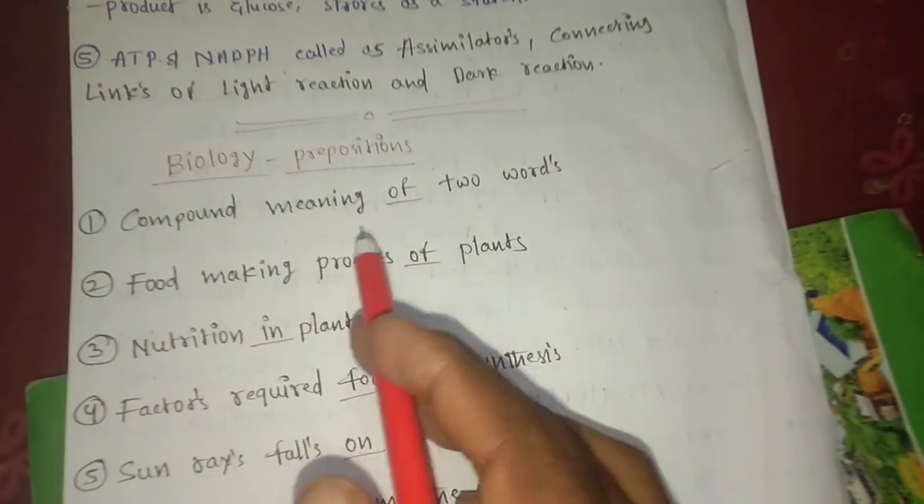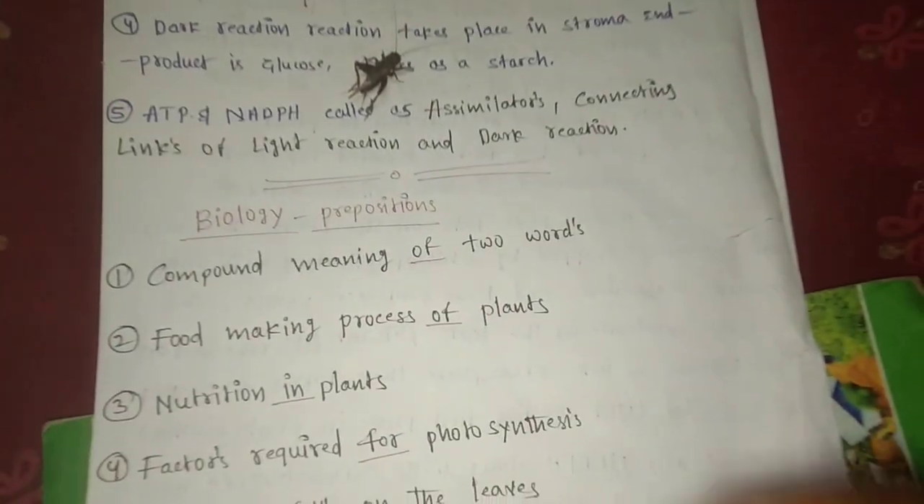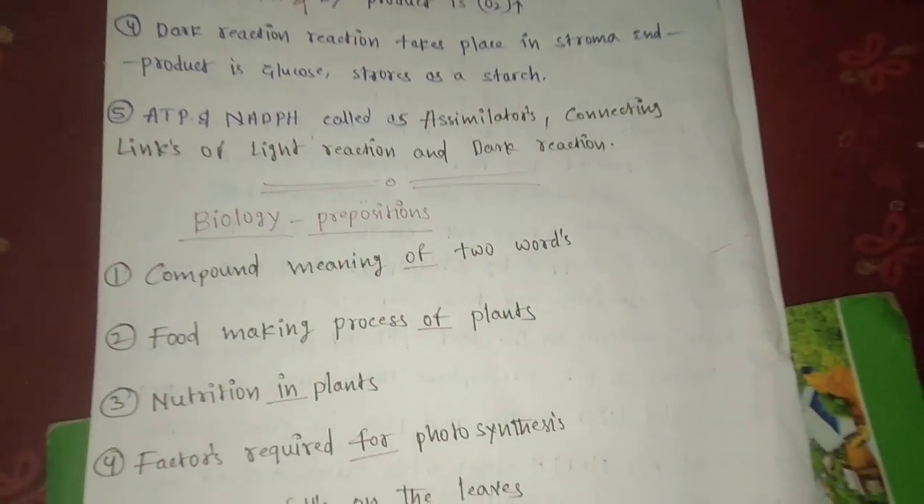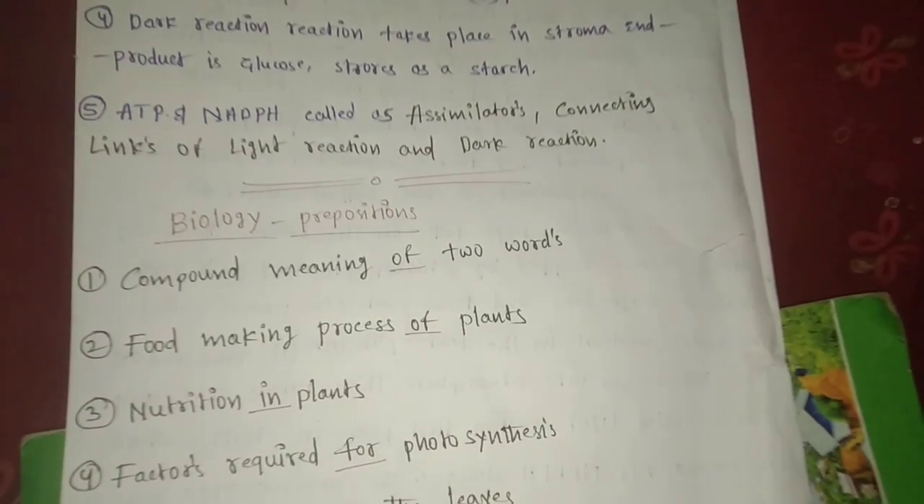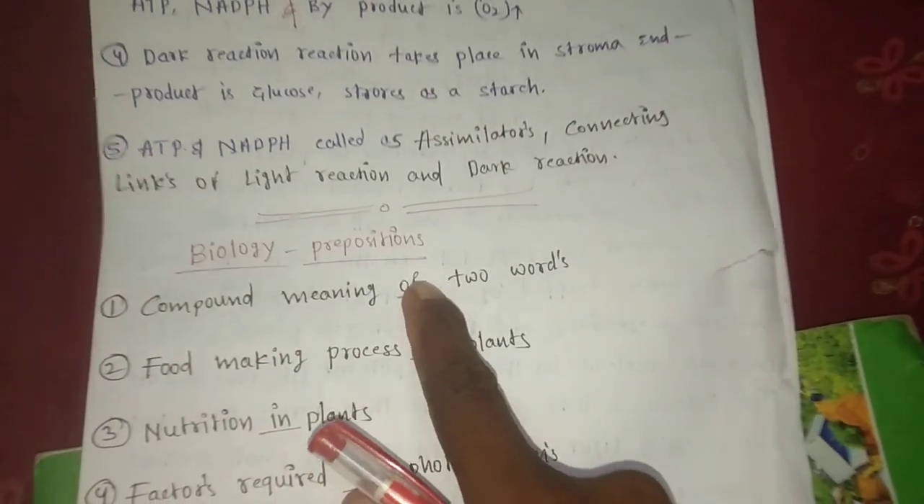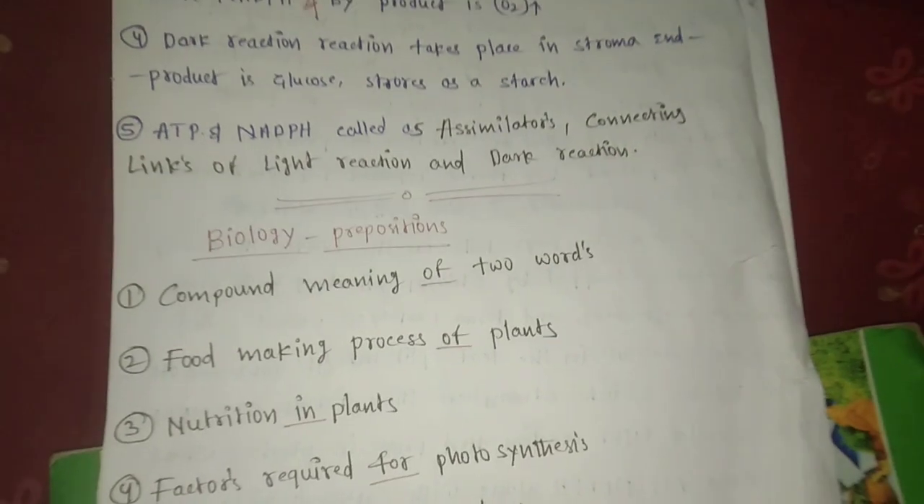Compound meaning of two words. Compound meaning two words, it is meaningless. So again, repeating the definition of preposition: the word which gives complete meaning to a sentence by its position is called a preposition.